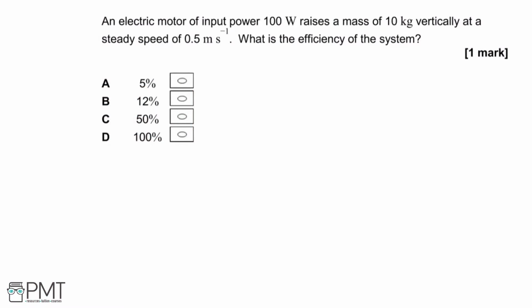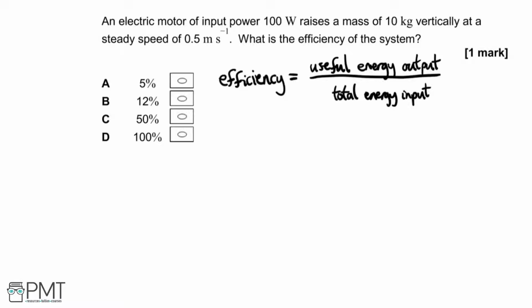An electric motor of input power 100 watts raises a mass of 10 kilograms vertically at a steady speed of 0.5 meters per second. What is the efficiency of the system? Now, for an efficiency question, let's write down the equation first of all. Now, interestingly, we can actually write the same equation using power instead of energy, as we're just eliminating a factor of time on the top and bottom of the equation. Now, we've got an input power already, so we just need to find a way of calculating an output power.